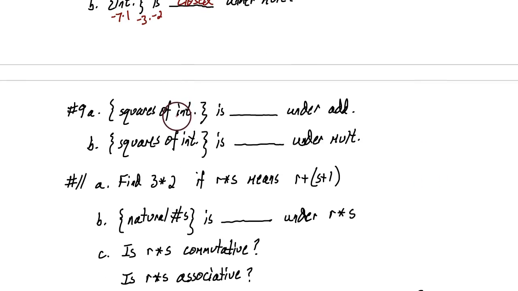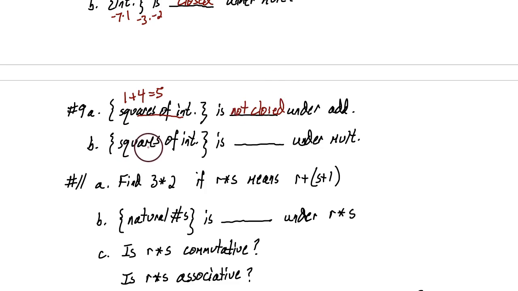If you add them, will you always get a square of an integer? One perfect square is the number 1. Another perfect square is 4. If you add them, however, you get 5, which is not a square of an integer. So this is not closed.